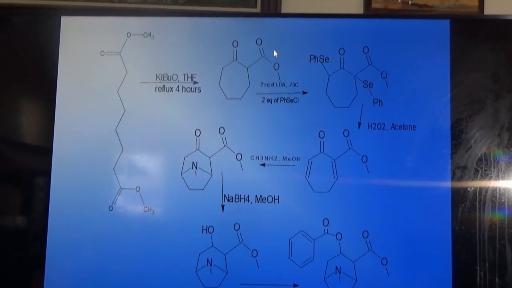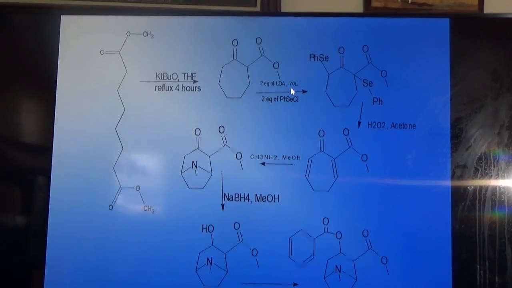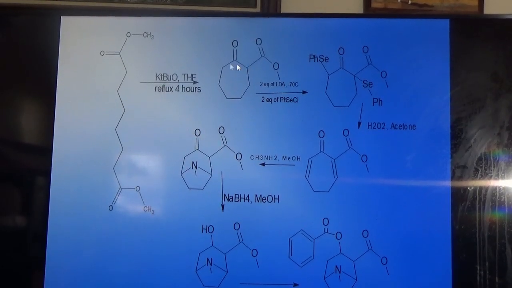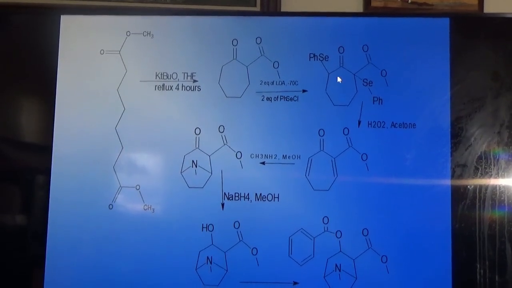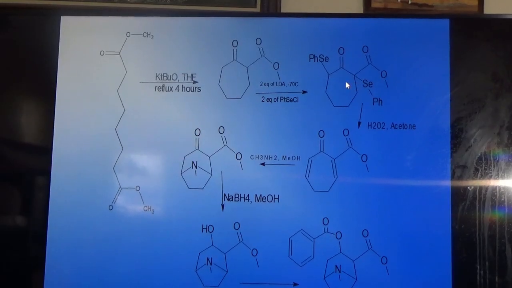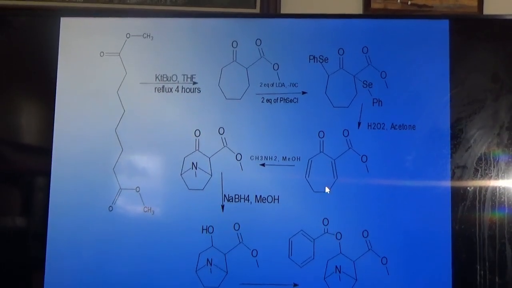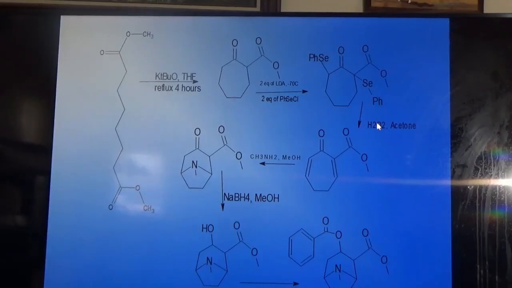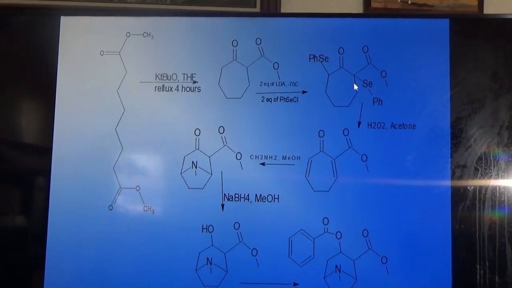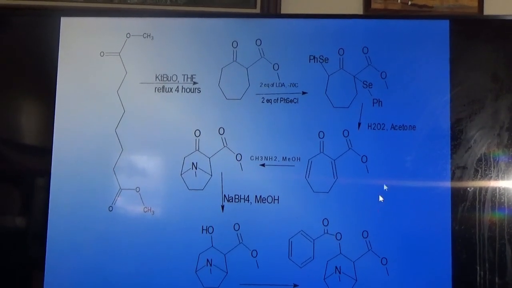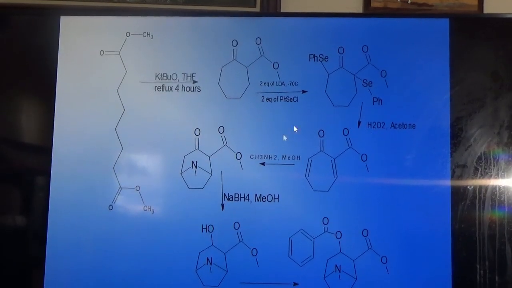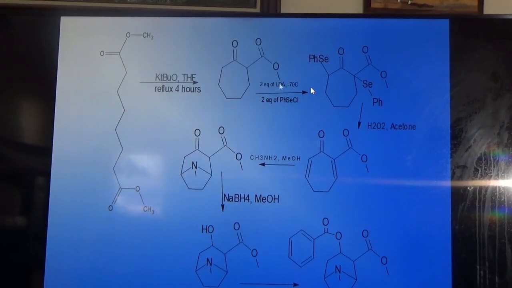Once having that, all I did was make the dianion with 2 equivalents of lithium diisopropylamide, generating the dianion here and here, and alkylate with 2 equivalents of phenylselenium chloride to give the diselenide. So here you have the prerequisite for the dienone. This can be oxidized at room temperature or less with hydrogen peroxide in acetone. In excellent yield, like 85 to 90%, you get this compound. So there is no need to brominate or dehydrobrominate; it's all in one step.